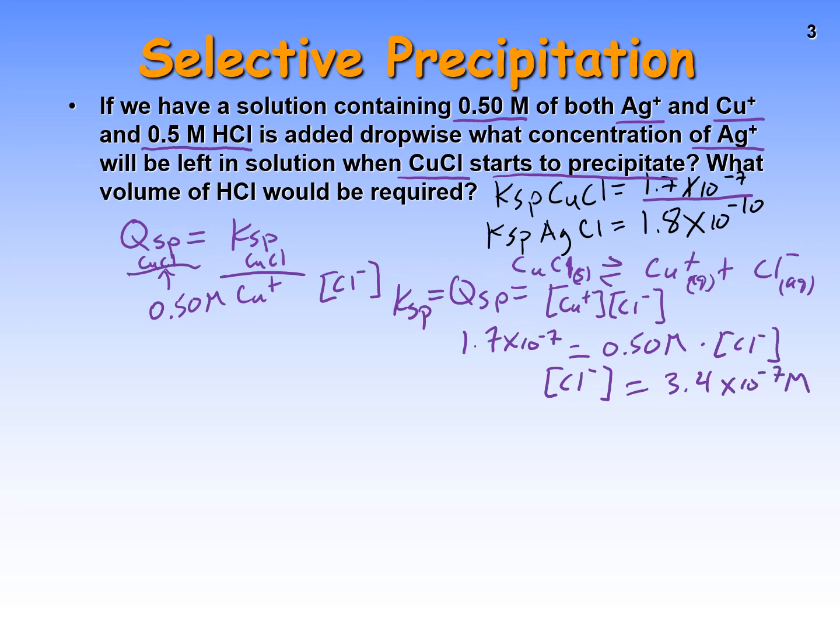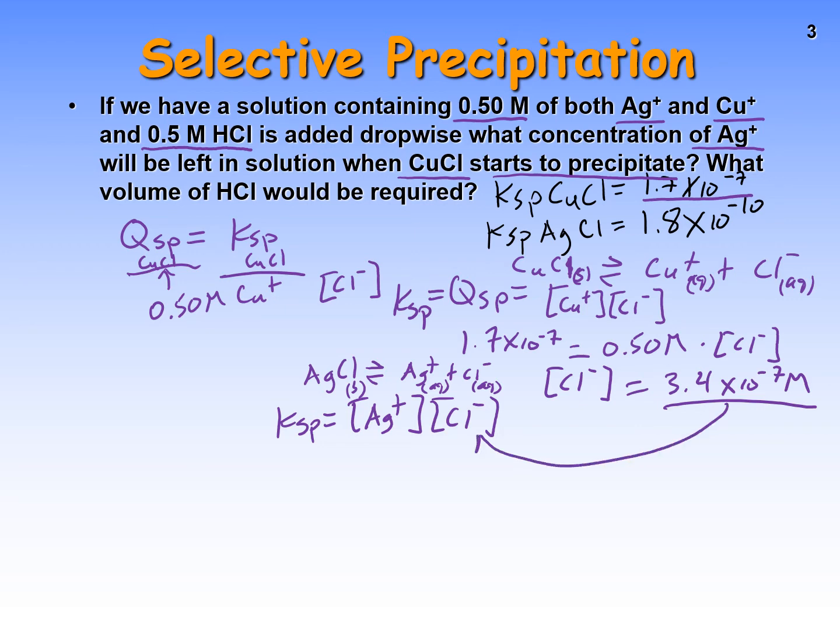So pretty low concentration. At this point, I can then calculate what concentration of Ag plus will be present, because if I have this concentration of Cl minus, and I know KSP is equal to the concentration of Ag plus times the concentration of Cl minus, because, you know, AgCl goes to Ag plus Cl minus here. Solid, aqueous.